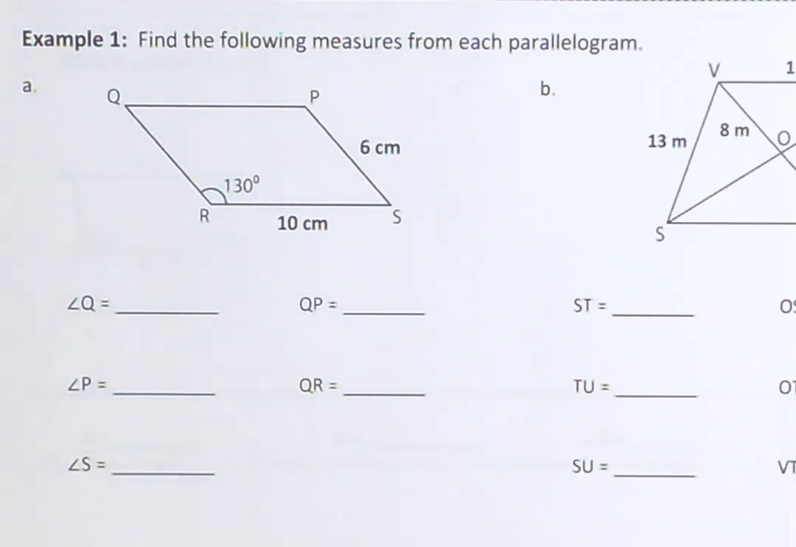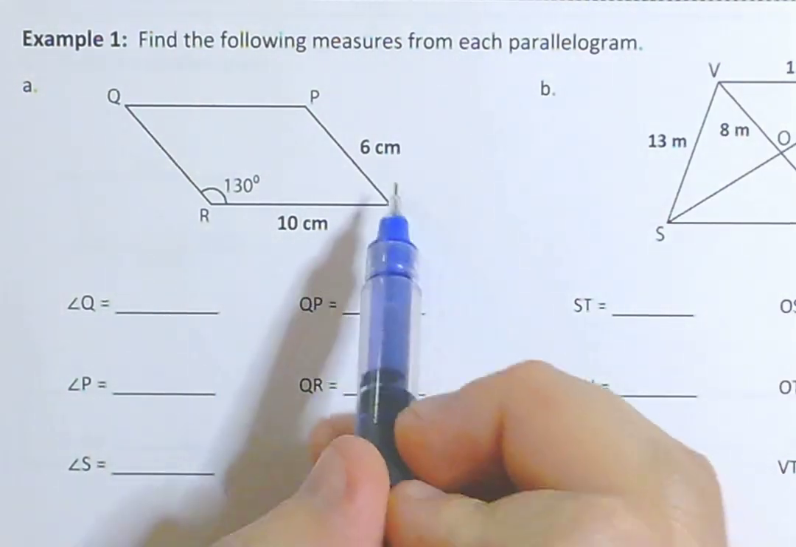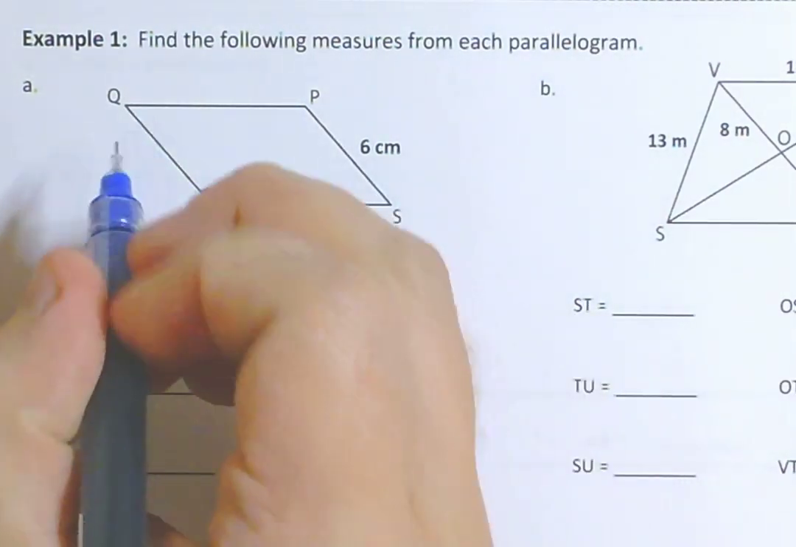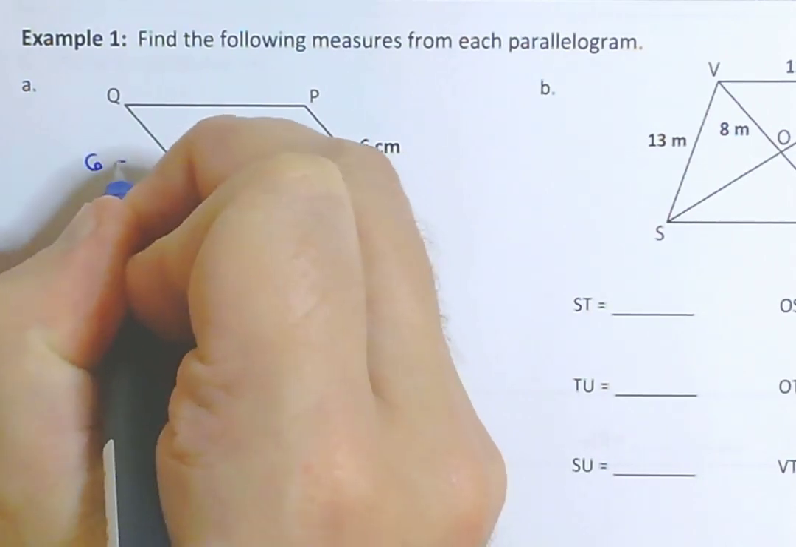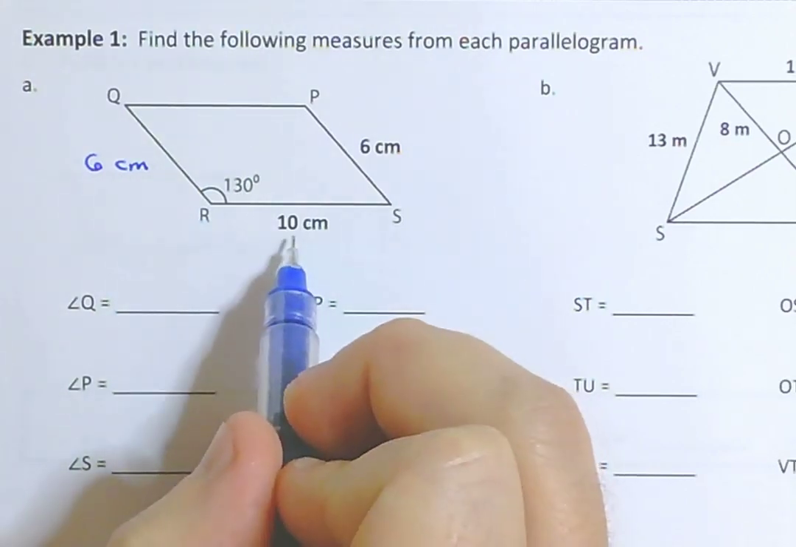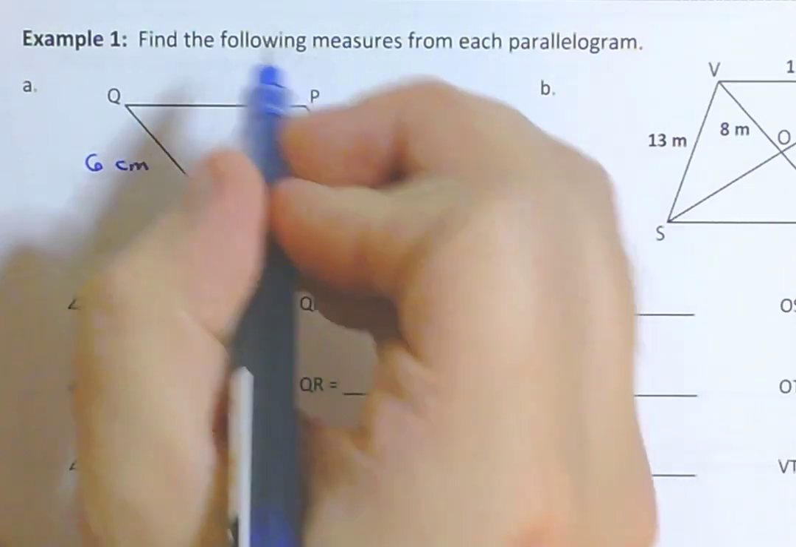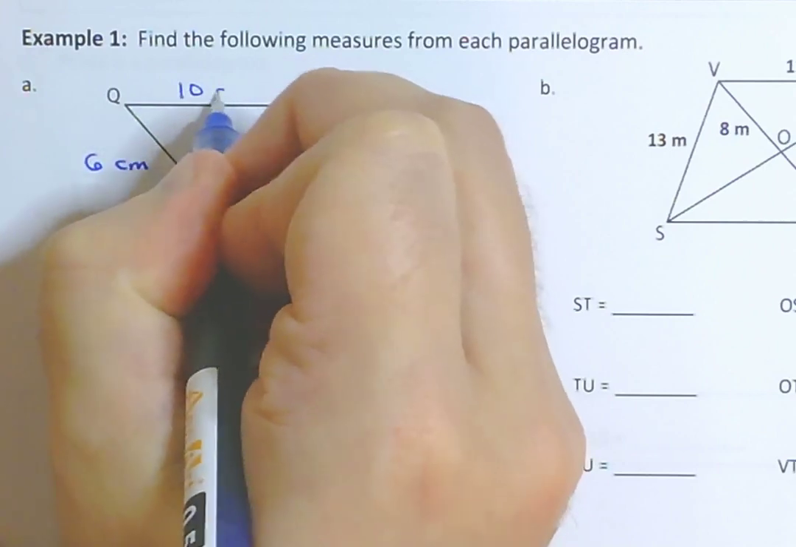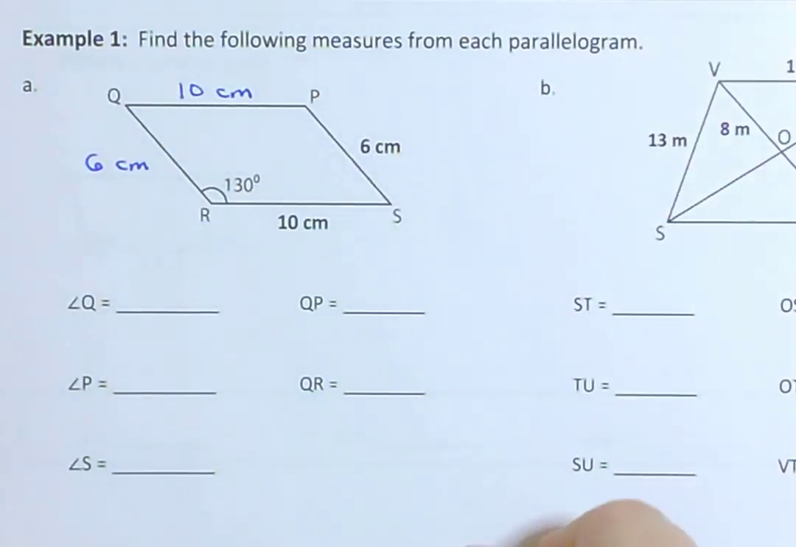So first, let's go ahead and start with the side lengths. First property was opposite sides are equal. They're congruent. So if the right is 6 centimeters, that means that the left is also 6 centimeters. If the bottom is 10 centimeters, the side opposite, the top, is going to be 10 centimeters. So fairly straightforward on the side lengths. Opposite sides are equal. They have the same measure.